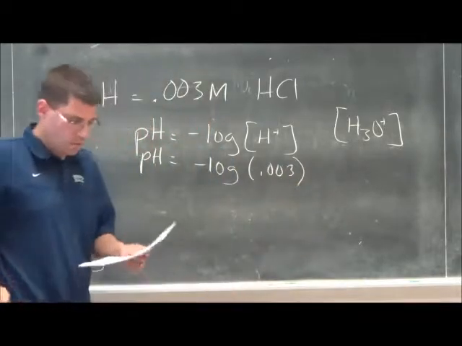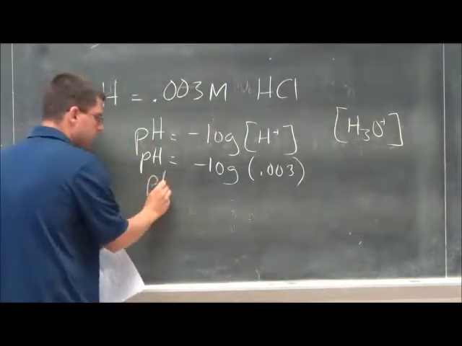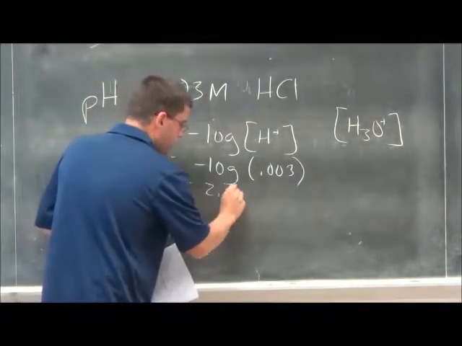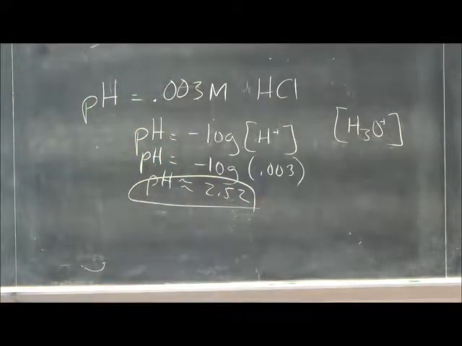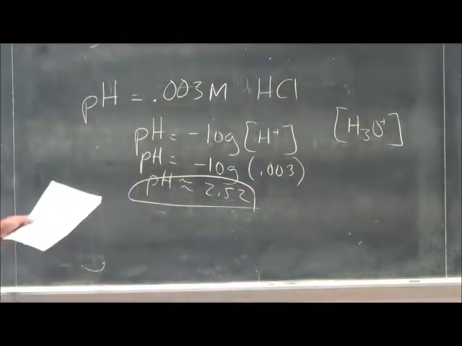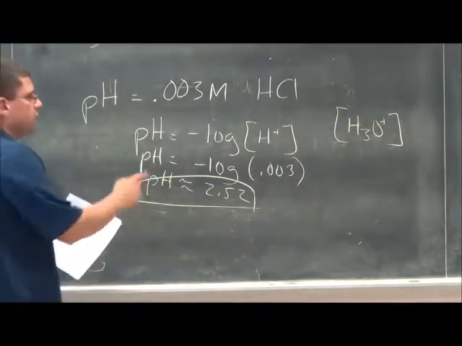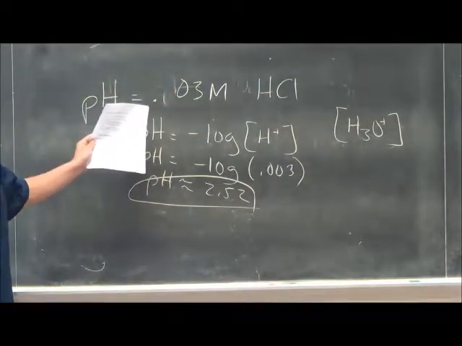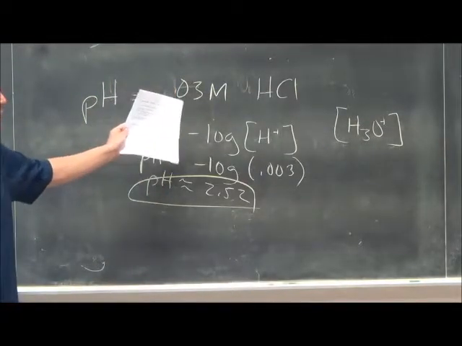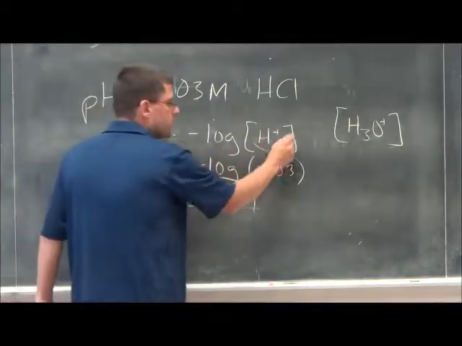0.003. We should get a pH of approximately 2.52. Very simple, pretty strong acid. Okay? Now, that's 0.003 molar. Take a look at the next one. Let's see, 0.03 molar. What do you notice? The concentration of the hydrogen ion is increasing.